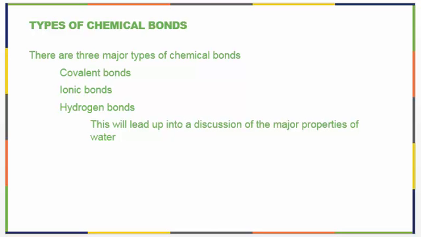I mentioned that not having an outer shell that is full leads to chemical bonding, and there are actually 3 types of chemical bonds. We're going to look at all 3 and what the shells mean and what the bonds end up doing in the systems. There are 3 major types of chemical bonds: covalent bonds, ionic bonds, and hydrogen bonds. Let's take a look first at covalent bonds.